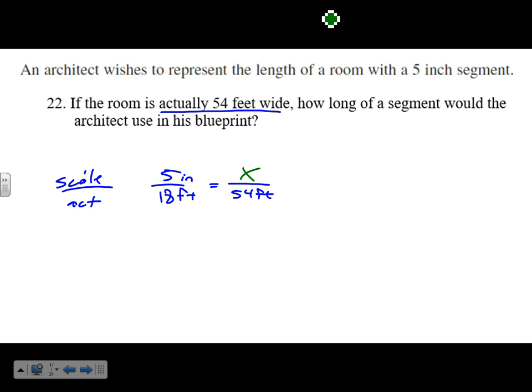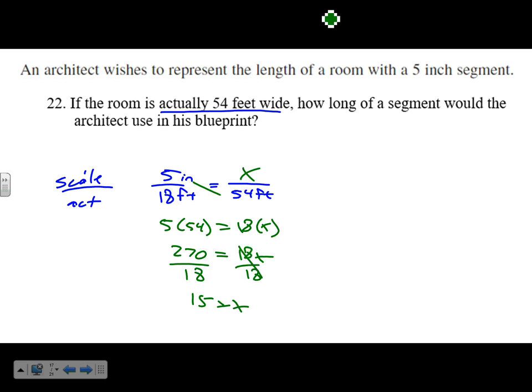So 5 times 54 is equal to 18 times x. That's 270 is equal to 18x. Divide both sides by 18. 270 divided by 18 is 15. So we have 15 is equal to x. And that's in inches. So your scale would be 15 inches would be the length of the segment, which would be the length of the room.